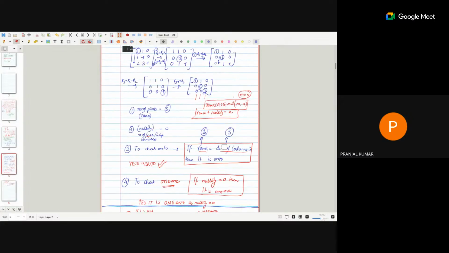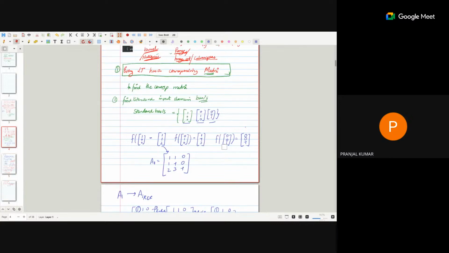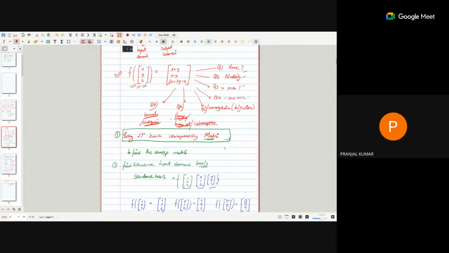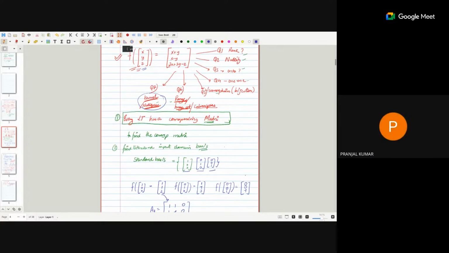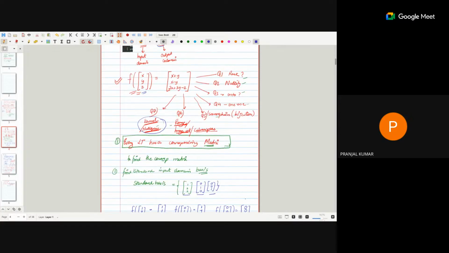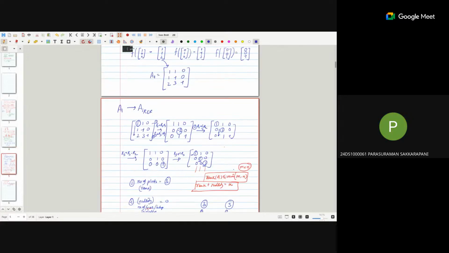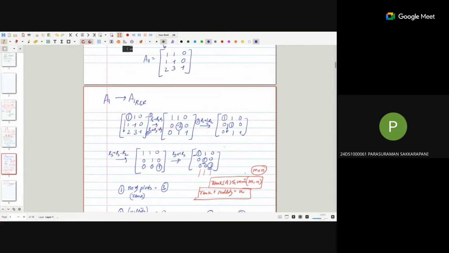Now, what was left? Null space is easy, right? Null space you have already seen quite a lot in today's lecture, right? So these are the only types of questions which are asked, at least from week 5 and 6.